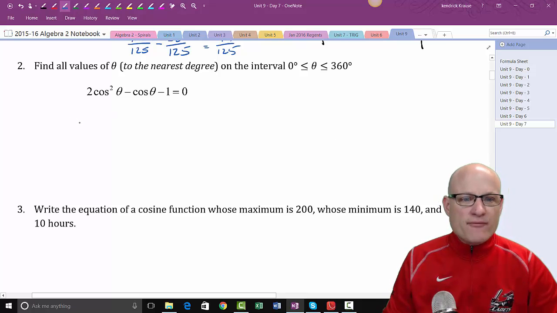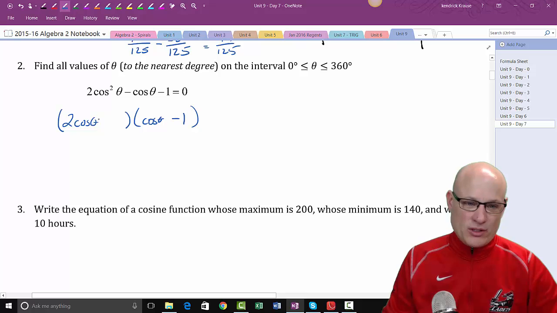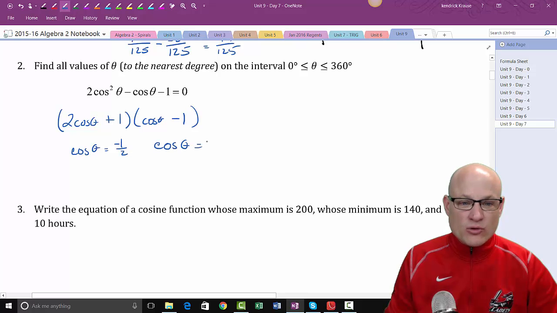Anyway, final degree, to the nearest degree. By the way, after this problem, I'm going to have to pause it, and then I'll come back. 2 cosine theta, cosine theta. Oh my God, could the factoring be any easier? Negative 1 and positive 1. Hello? Factoring's a joke. So this one gives me cosine theta equals negative 1/2, and this one gives me cosine theta equals positive 1.